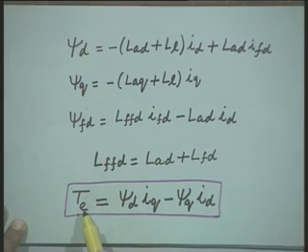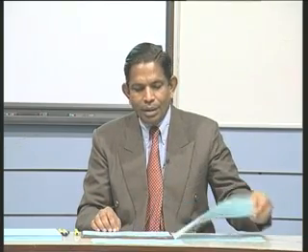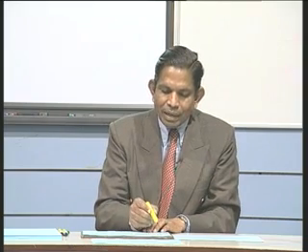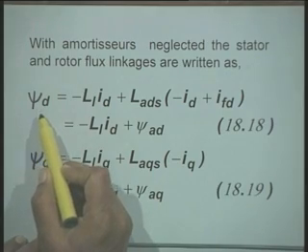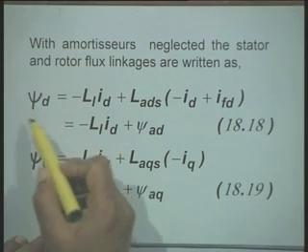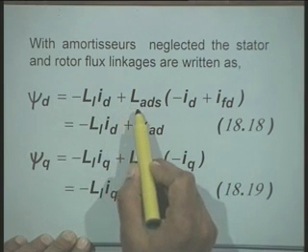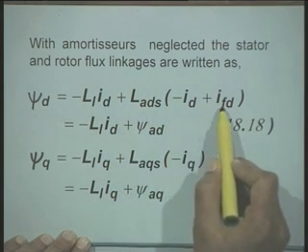Then we will make use of this equation, that is the air gap torque is equal to psi d IQ minus psi q ID. Therefore, with this we will be in a position to simplify the model. Now, these steps are clearly given in the textbook which is prescribed for your course. To start with, we write that psi d, the direct axis flux linkage, can be expressed as minus LL ID plus LAD into minus ID plus IFD.